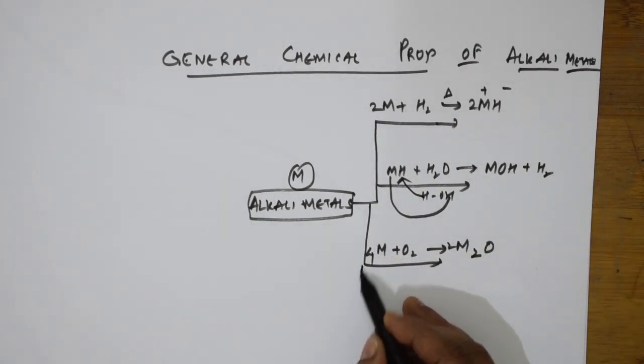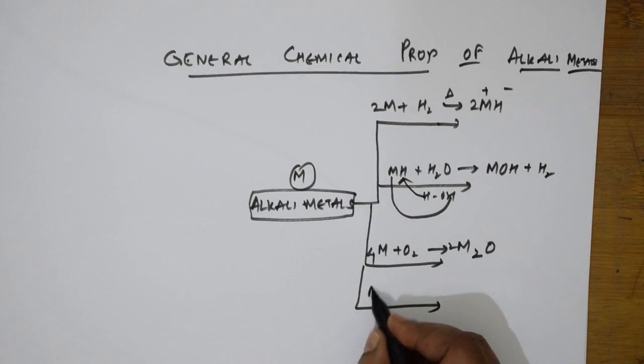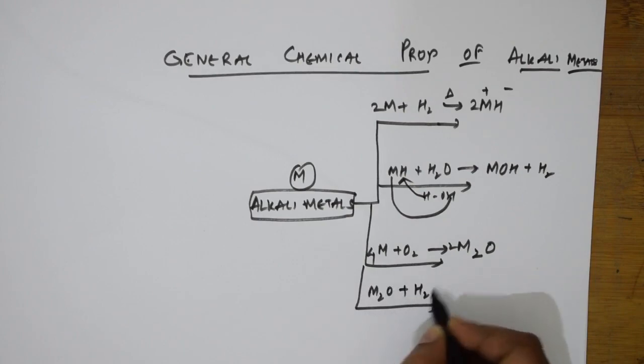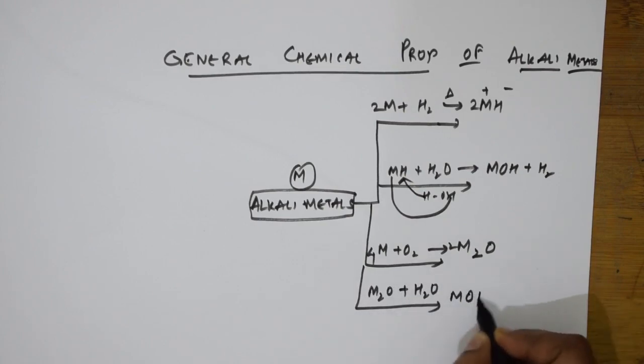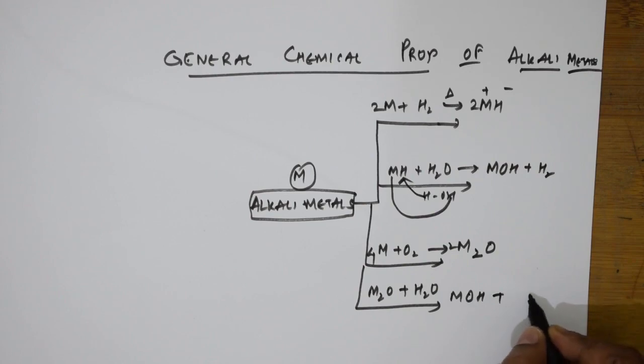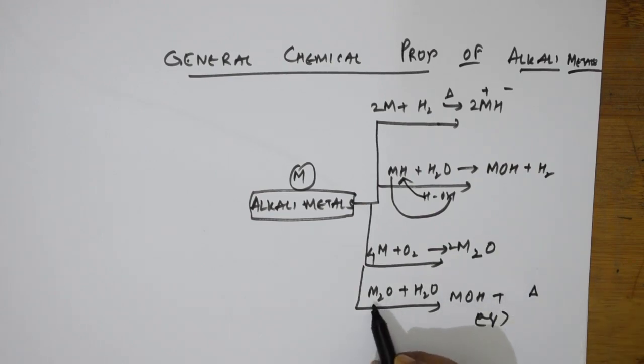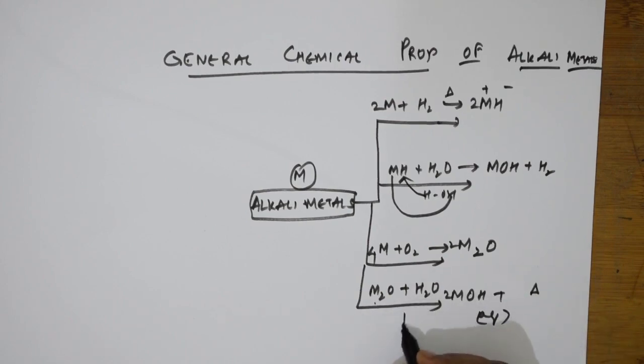Suppose this metal oxide combines with water, what does it form? It forms MOH, and a lot of heat is released. Here the metal is 2, so 2 in this way. Simple: M2O plus H2O gives 2 MOH and the amount of heat.